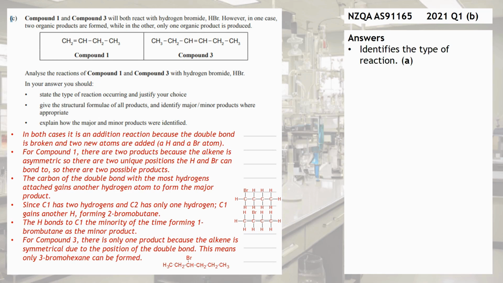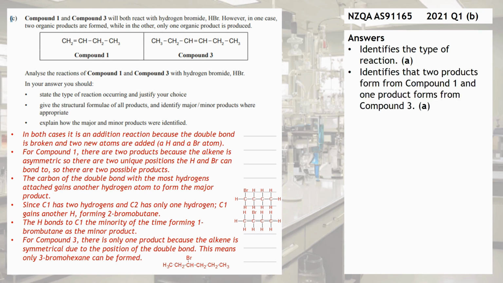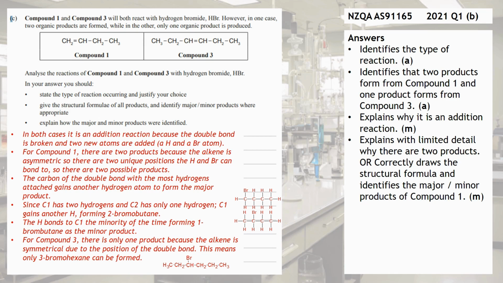You get a mark for identifying the type of reaction, addition, so that should be straightforward. If you can identify that compound 1 forms two products and compound 3 forms one product, that's another achieved mark. If you can explain what an addition reaction is, that's this first sentence, that it is the breaking of the double bond and two new atoms or substituents are added to the place where it breaks, that's a merit. If you can explain with limited detail that there are two products, or correctly draw and identify the structure of the major and minor, that's a merit as well.